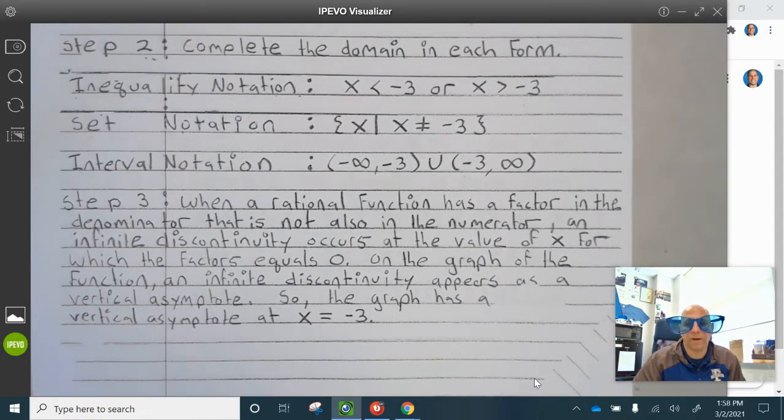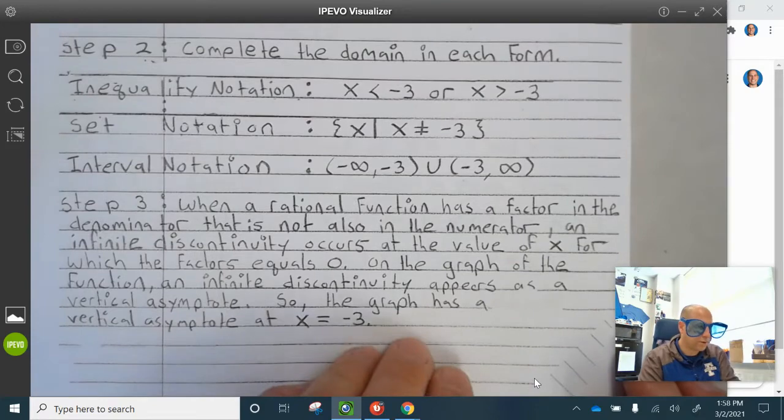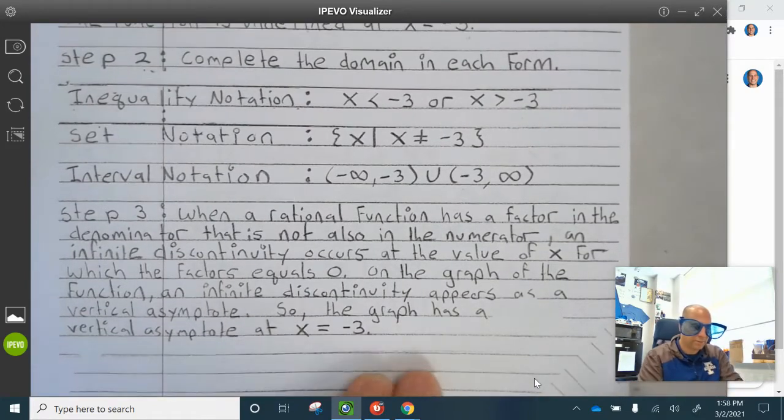When a rational function has a factor in the denominator that is not also in the numerator, an infinite discontinuity occurs at the value of x for which the factor equals 0. On the graph of the function, an infinite discontinuity appears as a vertical asymptote, so the graph has a vertical asymptote at x equals negative 3. All right, so let's look at the next example.